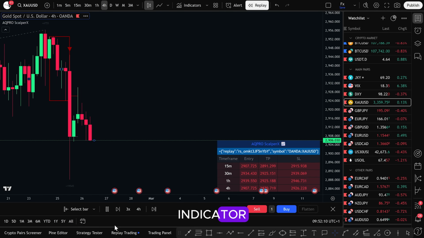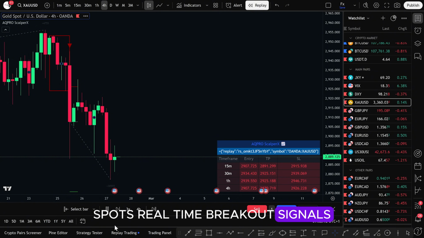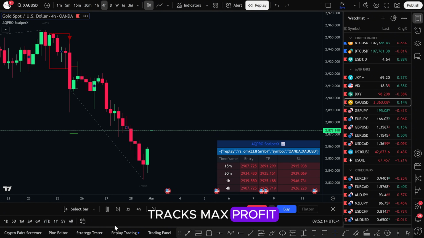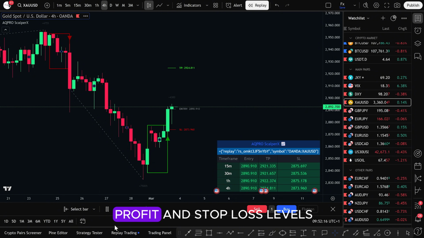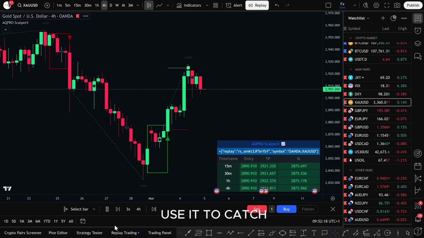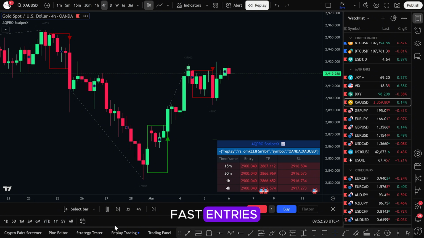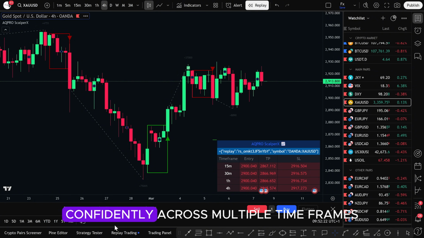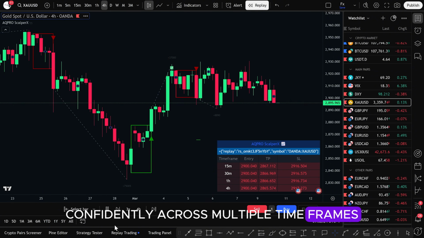AQPRO ScalperX Indicator spots real-time breakout signals, tracks max profit, and shows smart take profit and stop-loss levels to manage your trades. Use it to catch fast entries, filter out noise, and trade breakouts confidently across multiple time frames.